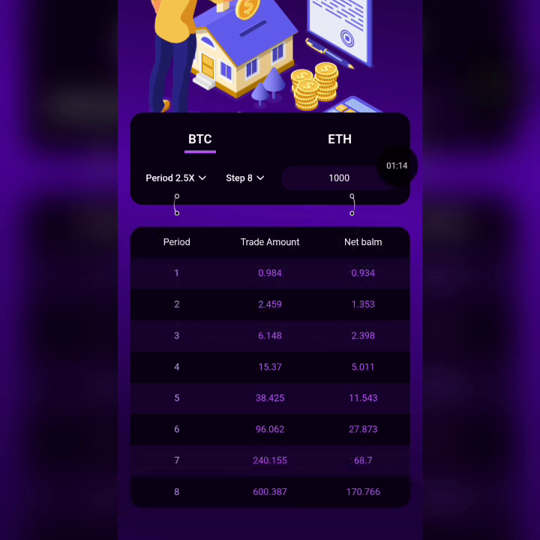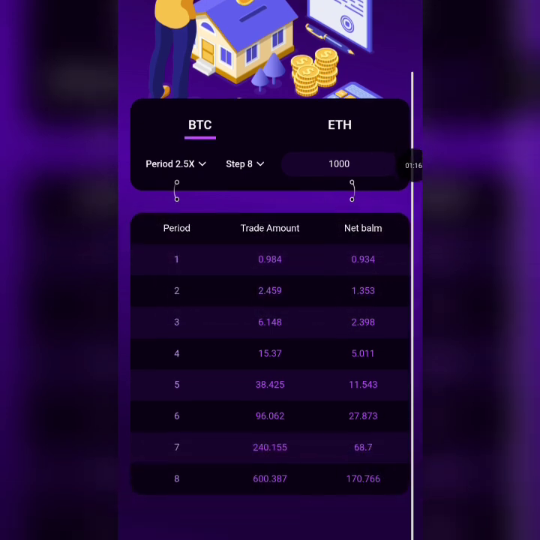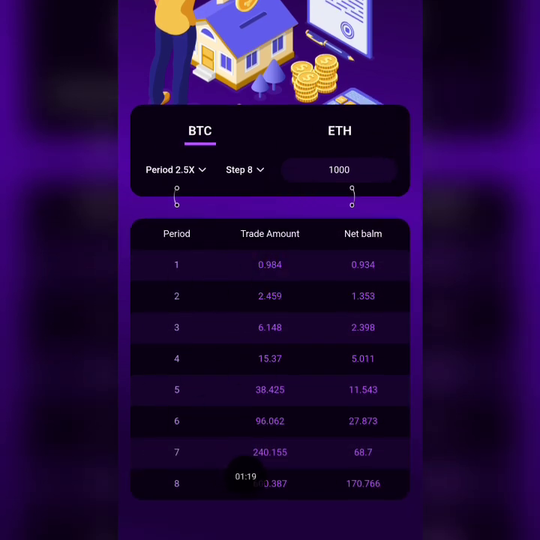Now, one thing about earning on a platform like this is that it's very rare for you to get to this 8th stage, but it is still okay to use this calculator right here for your earning process, because it will actually help you.